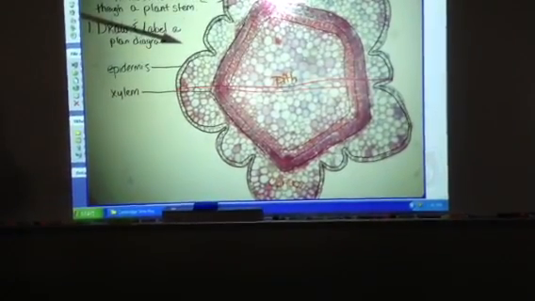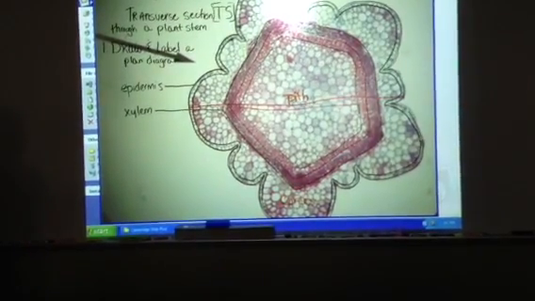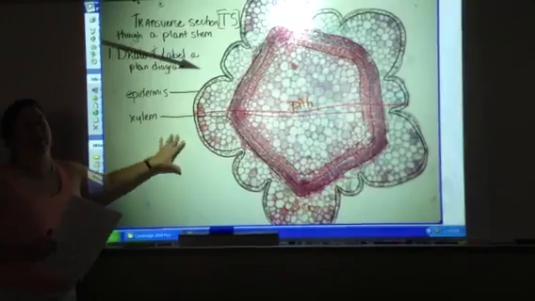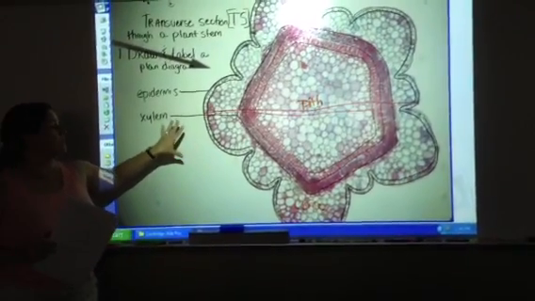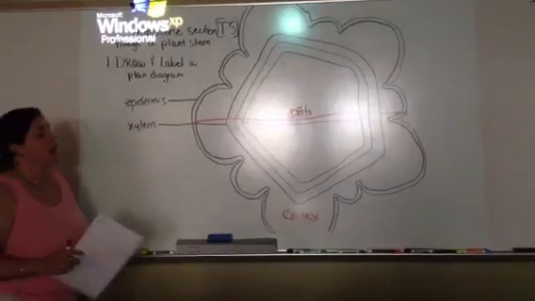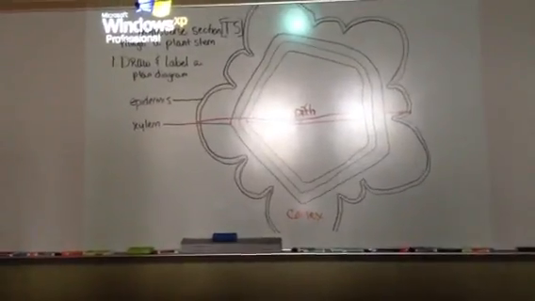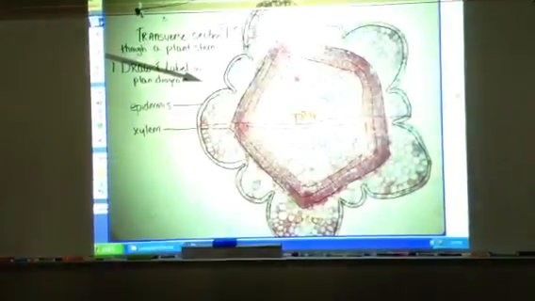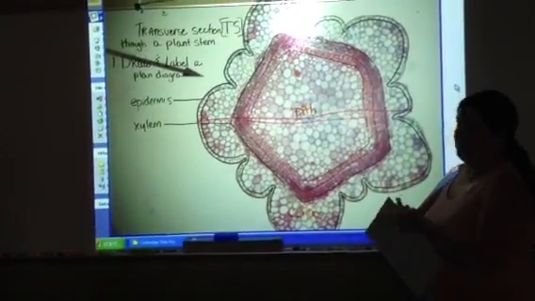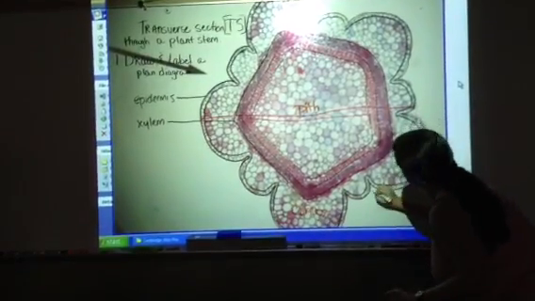Okay. Now, the next question is, state one observable feature of the epidermis that supports the conclusion that this stem is a plant growing in a dry habitat, which means that this plant is a xerophyte. Okay. This plant has adaptations that are going to allow it to deal with lack of water in its environment. So, one observable feature. And that observable feature is right here.